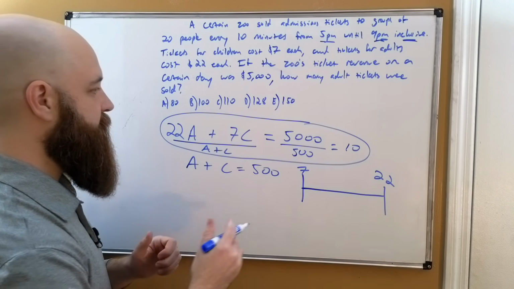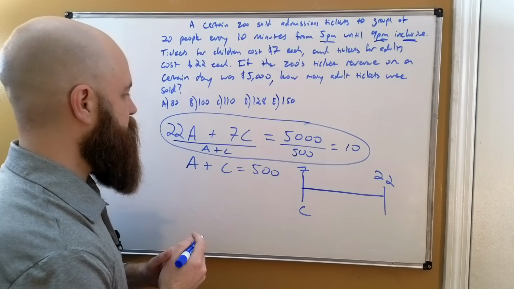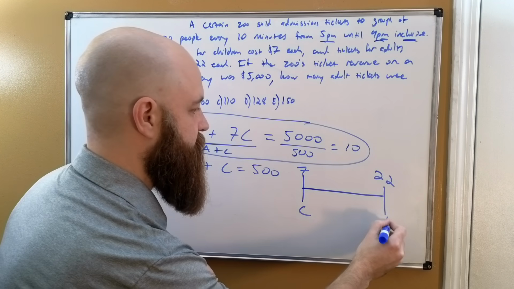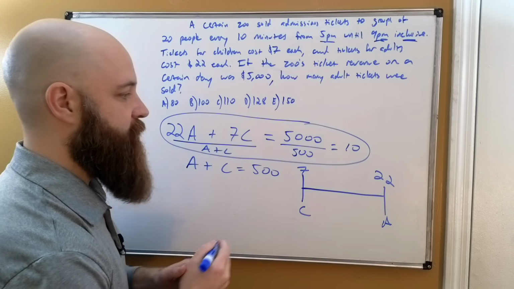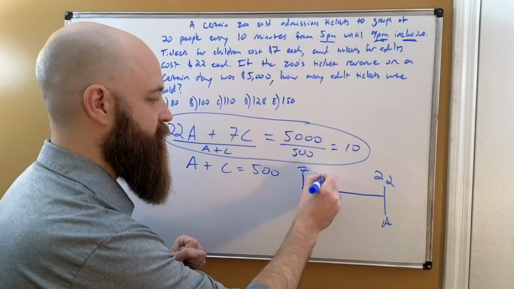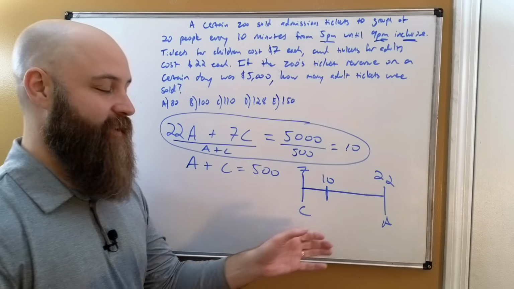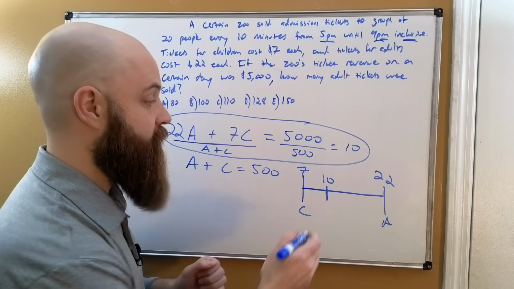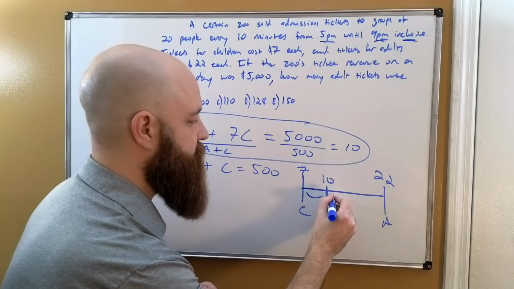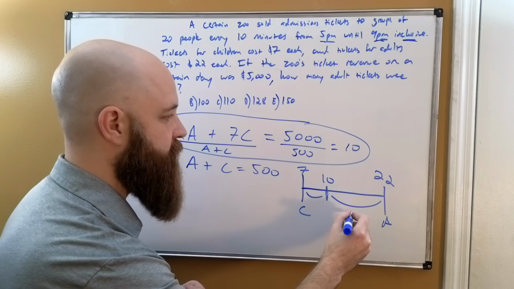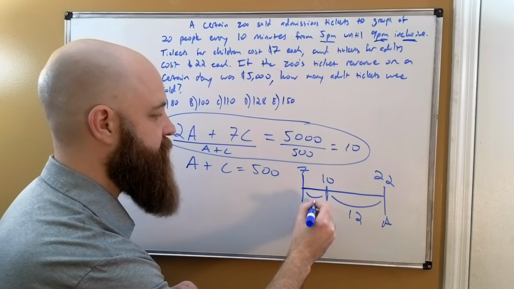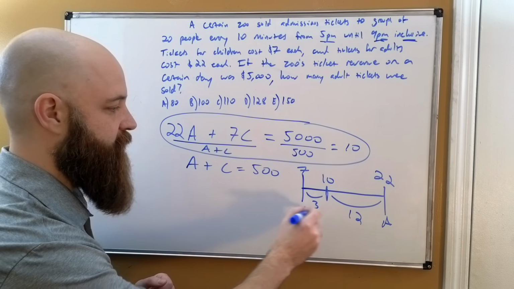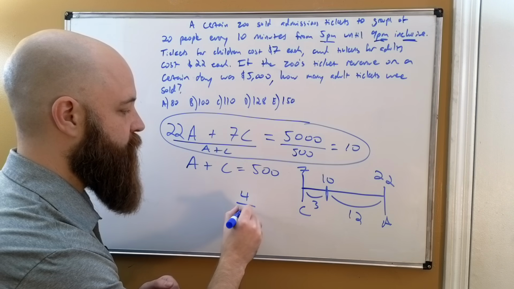How many 7s do I have? Well, that's children. How many adults do I have? That's A. And the weighted average that I ended up with was 10. All right, great. So what does that tell me? Well, I have more children than adults. But how many more children than adults? Well, let me look at these differences. 22 to 10 is 12. 10 to 7 is 3. Okay, the ratio there, 12 to 3, is 4 to 1.